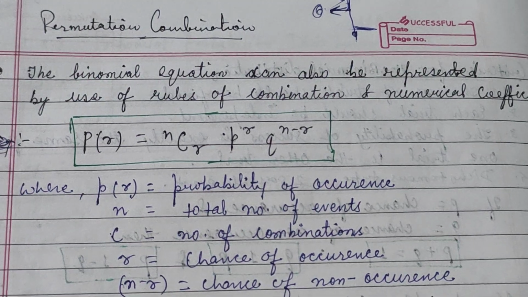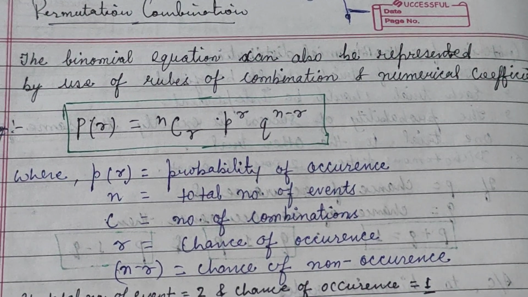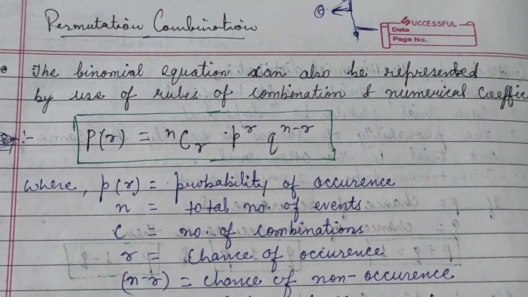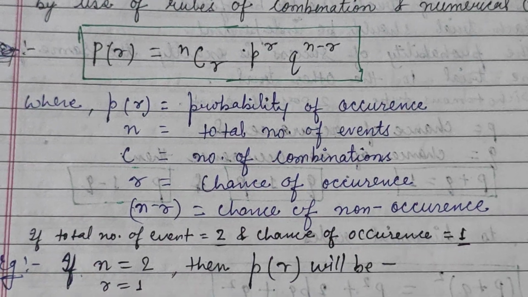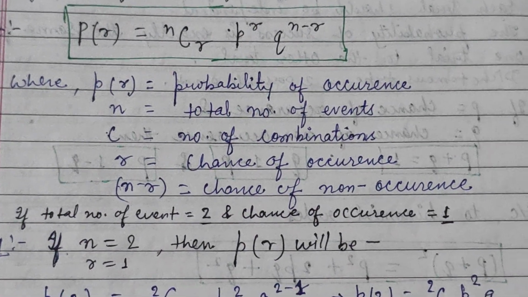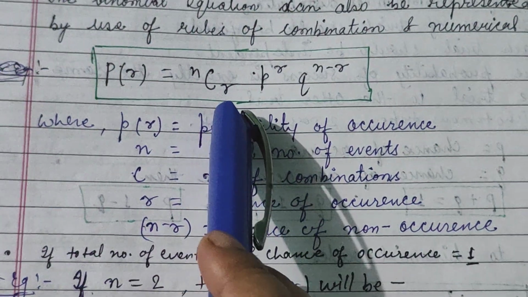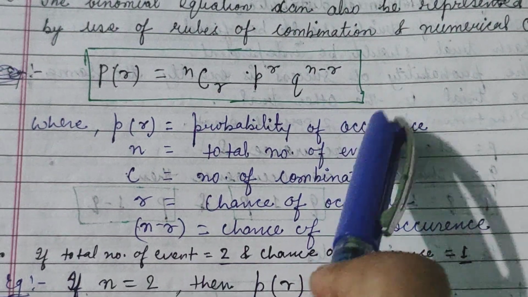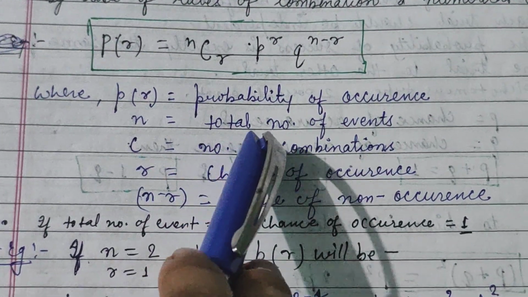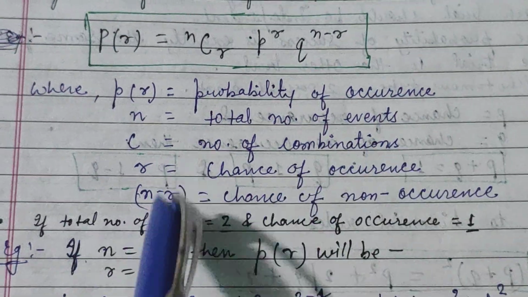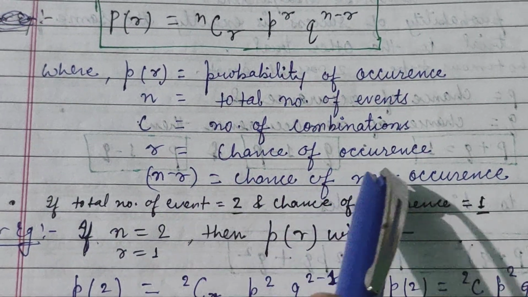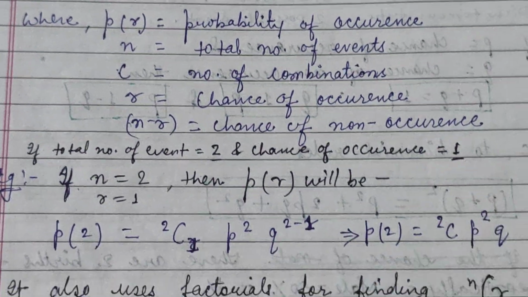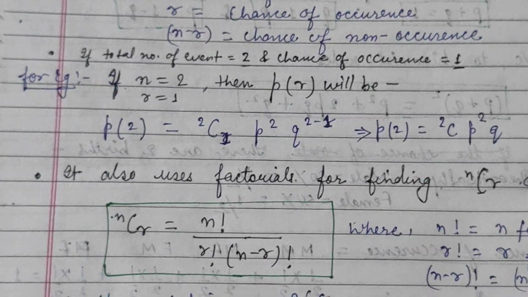Here is another term, that is permutation combination. The binomial equation can also be represented by use of rules of combination and numerical coefficient known as permutation combination. The equation is P(r) equals nCr into P to the power r and Q to the power n minus r, where P(r) signifies the probability of occurrence, n is the total number of events, C is the number of combinations, r is the chance of occurrence, and n minus r is the chance of non-occurrence. Here is an example.